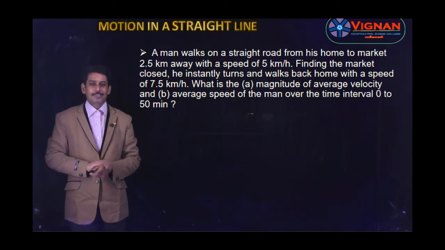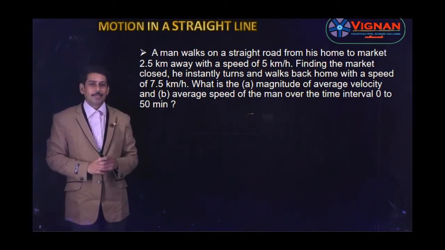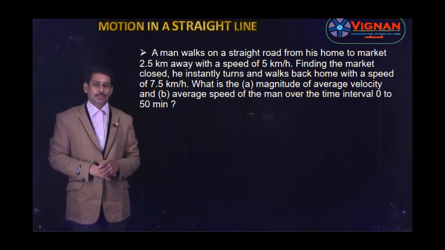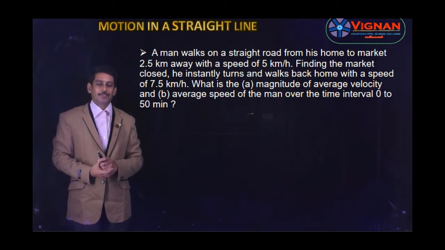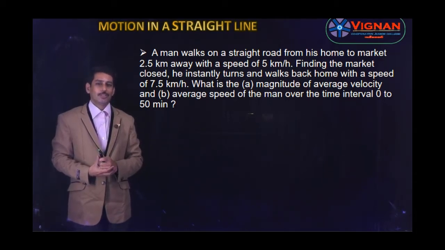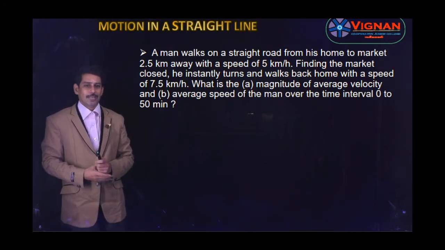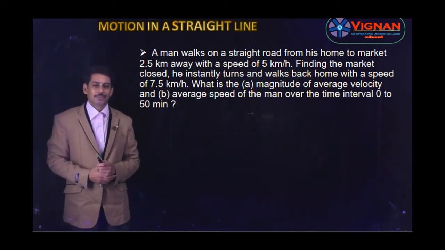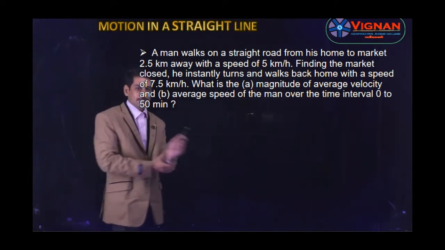So hi students, let us see the problem. A man walks on a straight road from his home to market 2.5 km away with a speed of 5 km per hour. Finding the market closed, he instantly turns and walks back home with a speed of 7.5 km per hour, and we are asked to find the magnitude of average velocity and average speed of the man for the time interval 0 to 15 minutes.